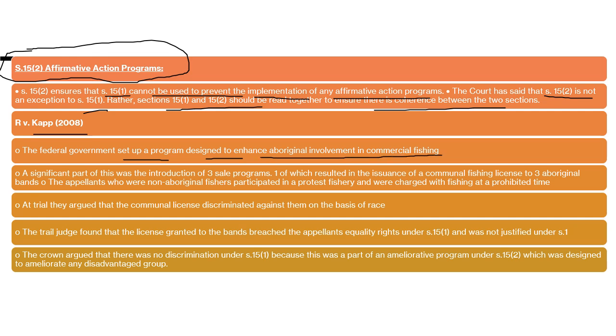Significant part of this was introduction of a pilot sale program, one of which resulted in issuance of communal fishing license to 3 Aboriginal bands. Appellants who were non-Aboriginal fishers participated in a protest fishery and were charged with fishing at a prohibited time. So they argued that the communal license discriminated against them on the basis of race. Trial judge found that license granted to bands breached appellants' equality right, and it was not justified. The Crown argued that there was no discrimination because this was a part of ameliorative program under section 15(2) that was designed to ameliorate for the betterment of any disadvantaged group.